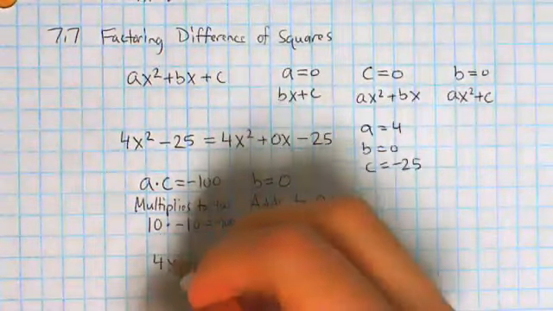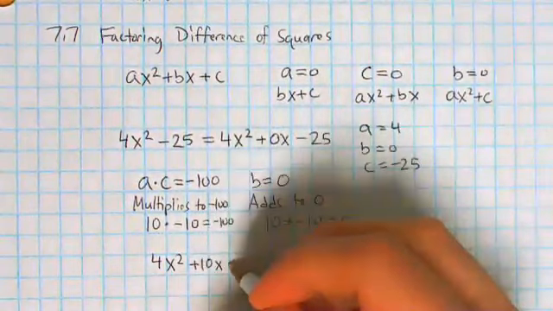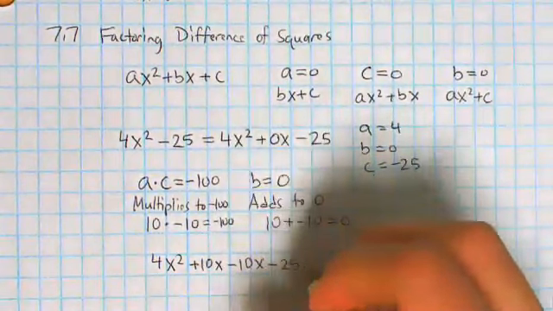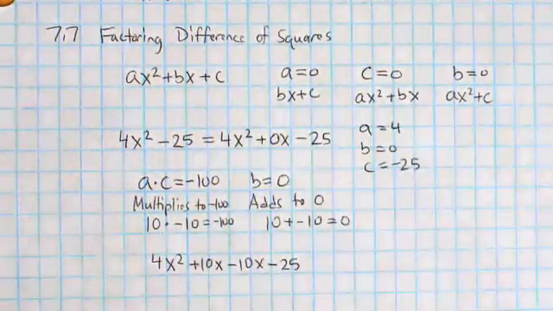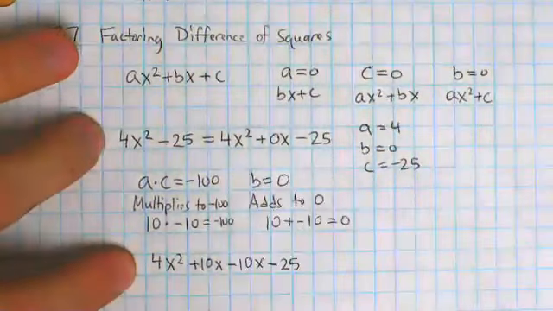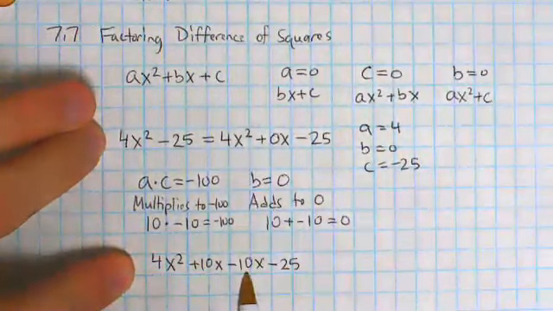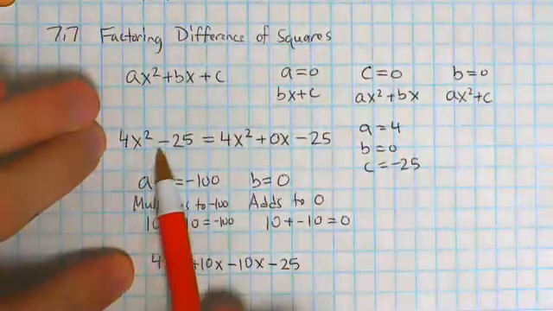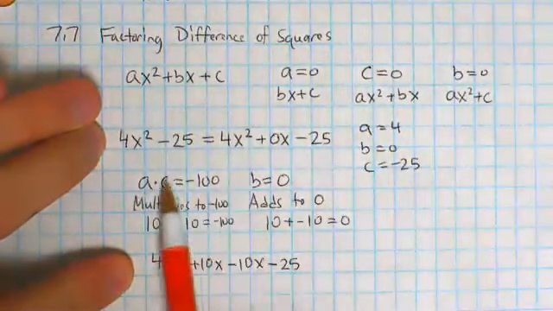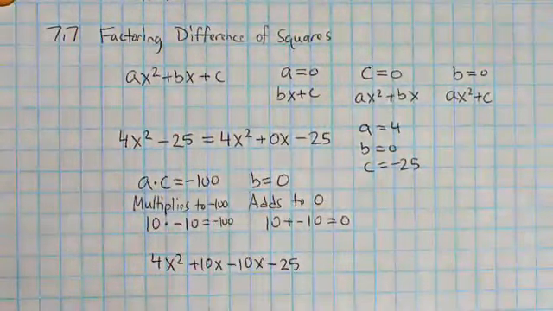So we have our 4x squared still, that's fine. And then we have plus 10x minus 10x minus 25. Now, before we move on, I just want to emphasize this again. These two statements right here are equivalent to each other because 10x minus 10x equals 0x or 0, meaning we don't actually need to include it right here. So 4x squared plus 10x minus 10x minus 25 is equal to 4x squared minus 25. From here, we can now get on with the factoring by grouping.